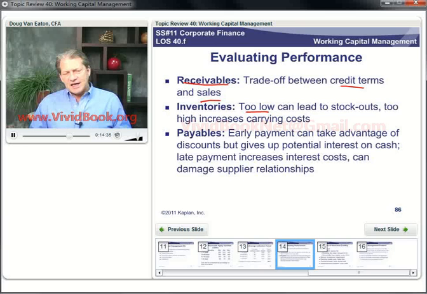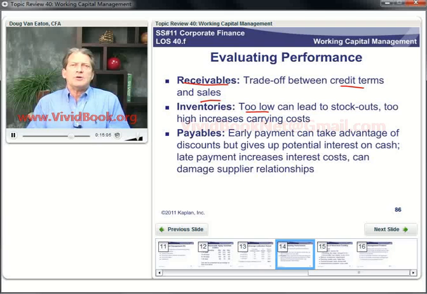Instead of cash or short-term invested cash generating interest, we've got monies tied up in inventories. So too high inventories means we've got too much tied up there. We're not managing our working capital well. So it's a real trade-off there. High inventories, you're wasting money. Low inventories, you're losing sales. Somewhere in there is an optimal inventory level.